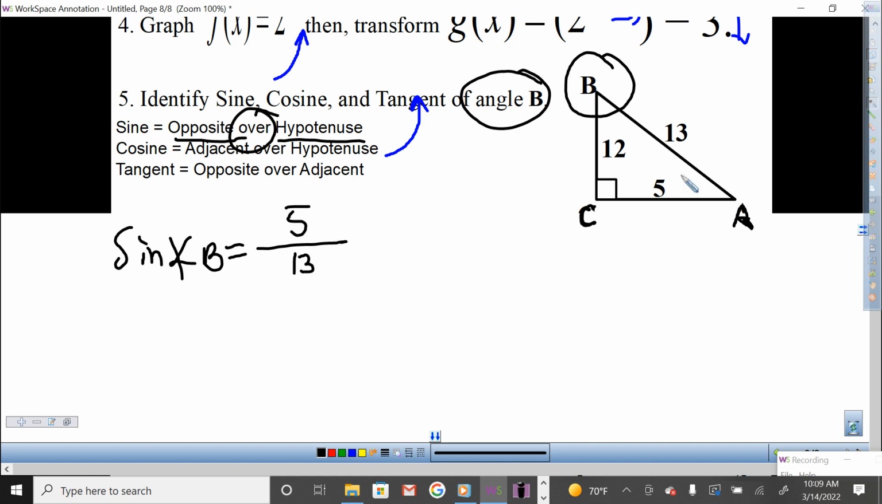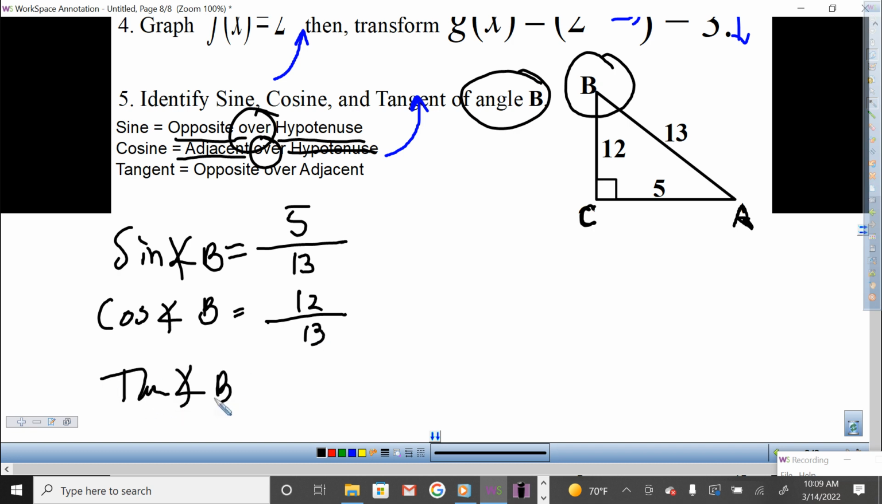Tell your neighbor what the hypotenuse is. The longest side. Yes, that is correct. That one. All right, let's go to cosine. Pass someone, Justin. Cosine. It says adjacent side over hypotenuse. 12 over 13. That is correct.